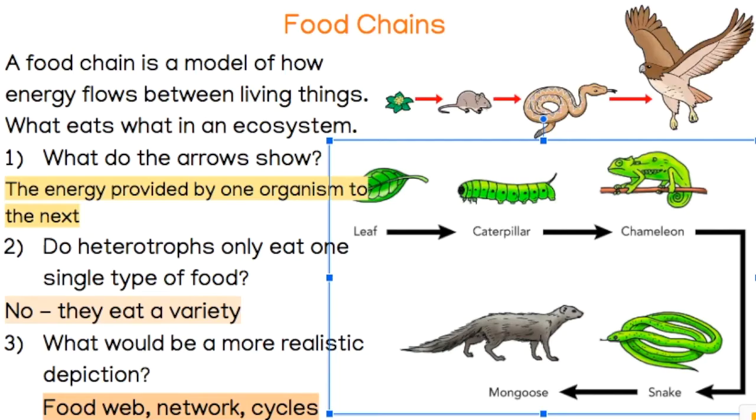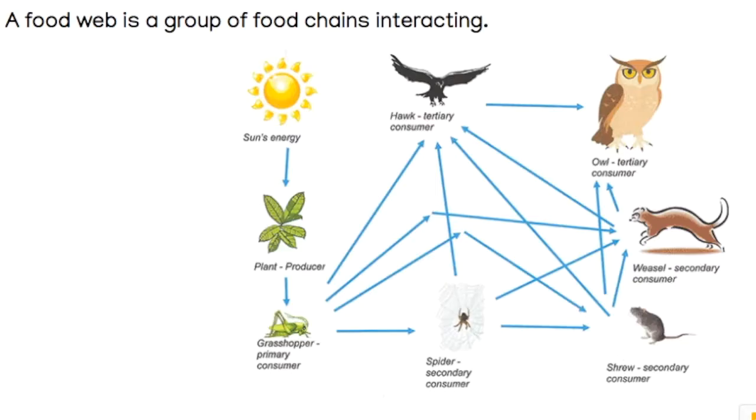If you're ready, in class we talked about how a food web is a group of food chains interacting. This is a little bit more realistic than just owls can only eat weasels, for example. So the sun provides the energy for the plant. Remember, we can start with the plant or the sun to figure out what these arrows mean, because off the top of my head, I don't know if a weasel eats a shrew or if a shrew eats a weasel. So I like to start at the beginning with the sun. So the sun provides energy for the plant.